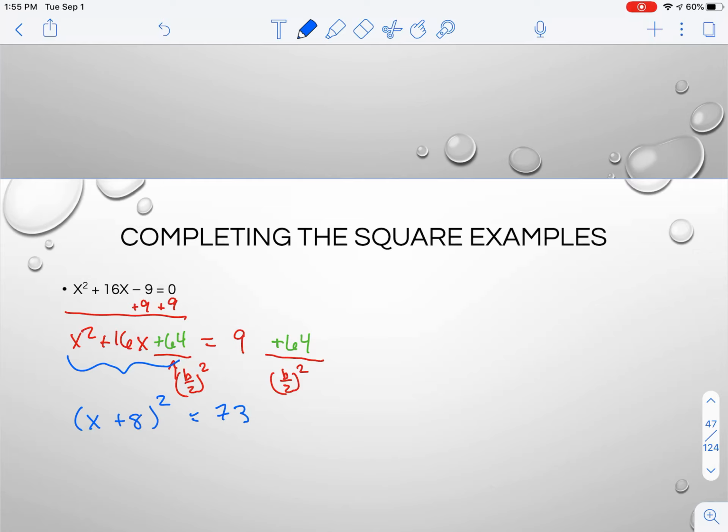So real quick, to make sure I'm dealing with the correct equation, that I didn't accidentally mess up, I'm going to go to Desmos and I'm going to type this equation in and I'm going to type this equation in, except I'm going to move my 73 over. I just want to make sure they're the same equation.